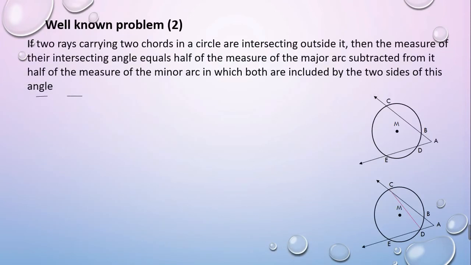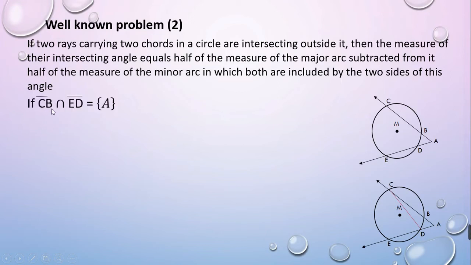Well-known problem 2. If two rays carrying two chords in a circle are intersecting outside at the point A, then the measure of their intersecting angle, which is angle CAE, equals half the measure of the major arc CE, subtracted from it half the measure of the minor arc DB, both included by the two sides of this angle.